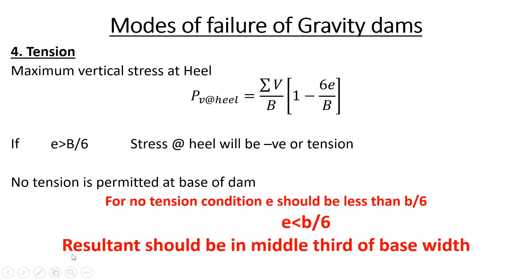Again we are going to the preliminary statement, that is, the resultant should be in the middle third of the base width of the dam. Then only the tension criteria will be satisfied. These are the 4 different modes of failure of gravity dam. From an exam point of view, these modes of failure are very important. You have to take this topic very seriously.